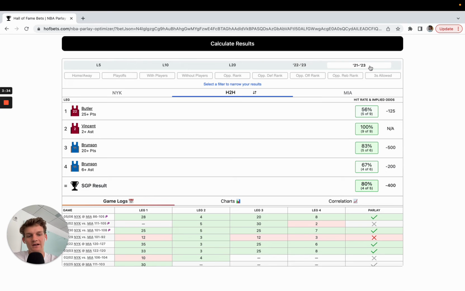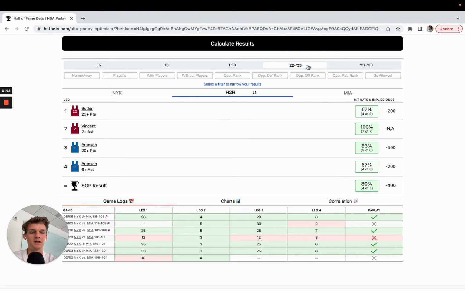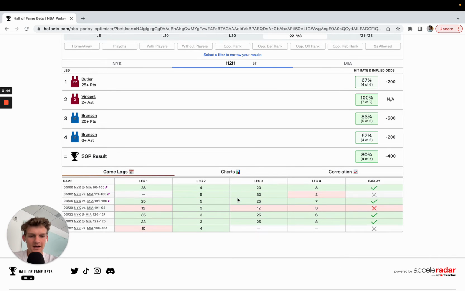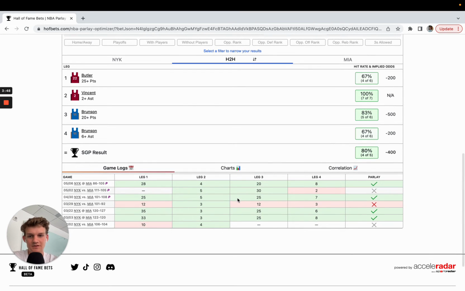We could obviously go back to last season, but it wouldn't be applicable because Brunson's only been on the Knicks for one season. You could kind of get an idea of Butler's performances, but it's important to just look at this season as well. You scroll down here, and you can see a game log of all those games. Again, we're only looking head-to-head right now, so we've only got the 5 games in which all 3 of these players have played together.